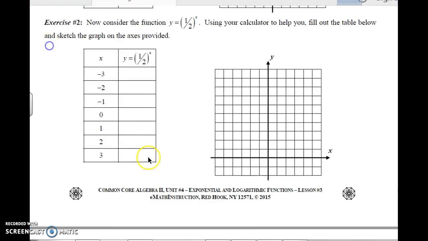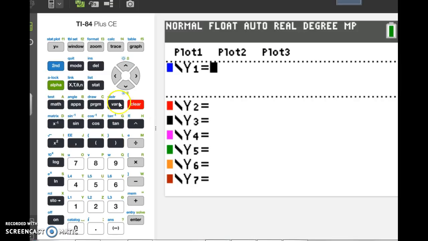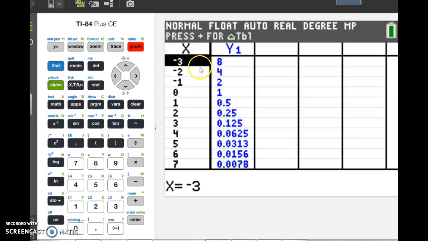Now let's look at the function y equals 1/2 raised to the x power. Let's use the calculator and fill out the table, and we'll sketch it in just a second. First thing I want to do, when I go to my calculator, is go to the y equals screen. 1/2 has to be in parentheses because I'm raising the entire thing to the x power. Then I go to my table. For negative 3, it is going to be 8.